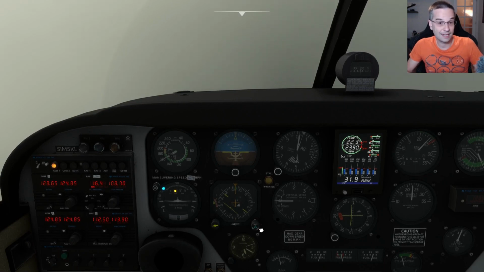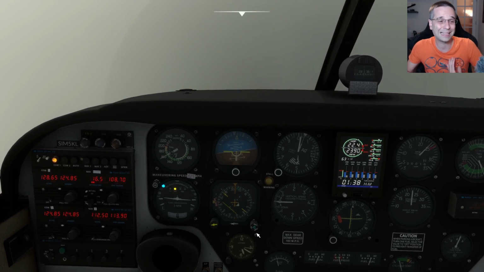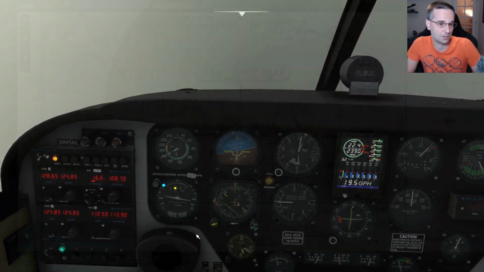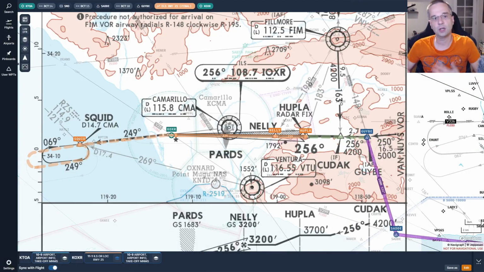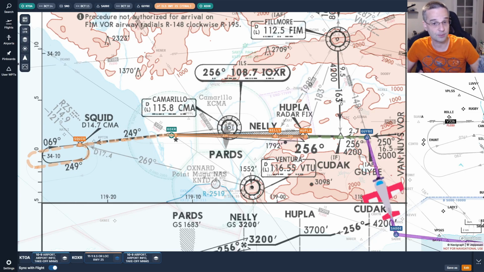It's just about there now, so it's probably a good point to brief our approach, which is going to be the ILS 2 runway 25 in Oxnard. Our initial approach fix that we're using is the Guyby waypoint, and the reason for that is that it's on the airway that we're currently flying up, so we're going to cross it without having to do anything else, and at that point it's going to be just really easy to switch to the ILS's inbound course as we fly by it, and it's going to be the exact same thing we've been doing so far.